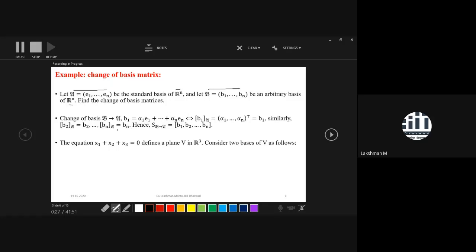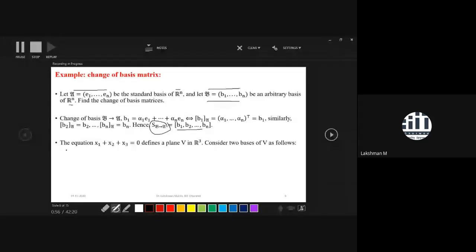If you are going from B to A, the change of basis matrix would be like this. The columns would come directly from the non-standard basis B. I had mentioned that from the relation between the old coordinate and new coordinate, you can easily get this kind of thing. So I will take one more example.